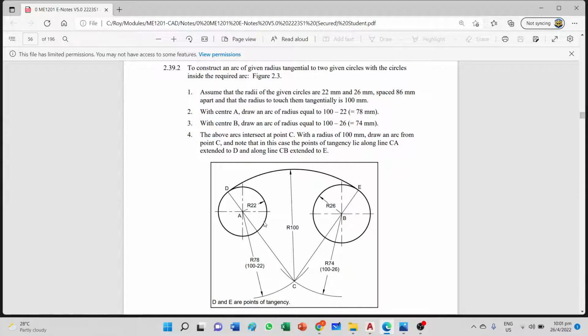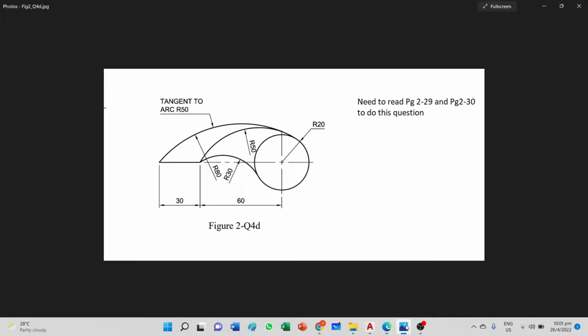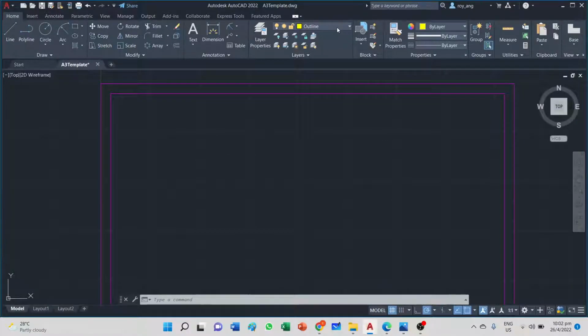So in the following example, this one over here, we will need to use the construction methods described above. Even though the icon for tangent radius is present, this point over here is not a tangent, so you would have a problem trying to find this point or click on this point. So you still need to work on finding the center for R30, R50 and R80. Without further ado, let's just start.